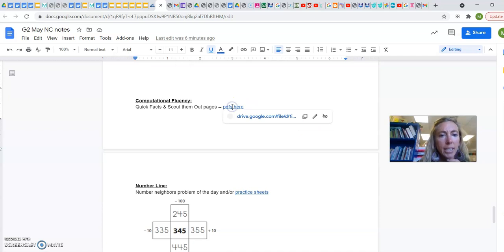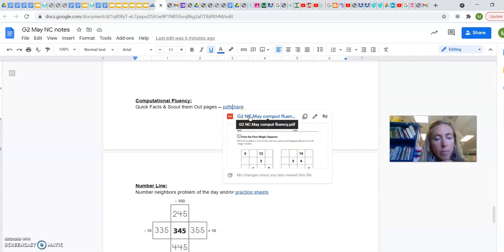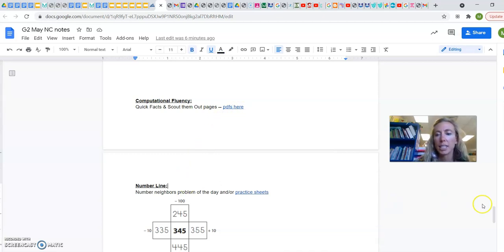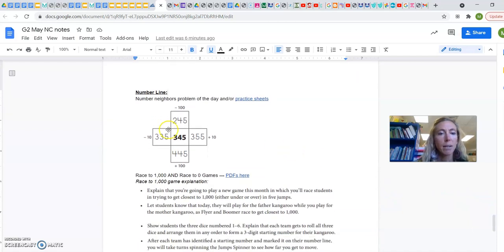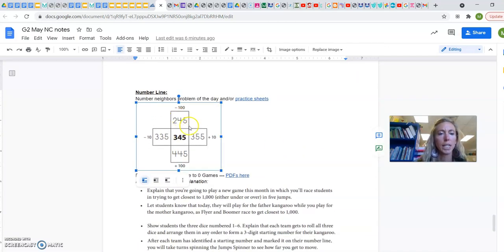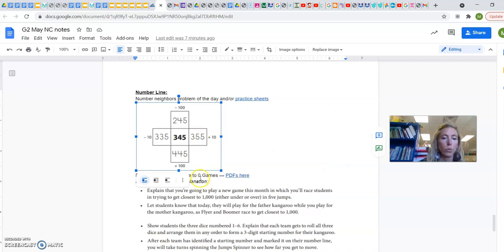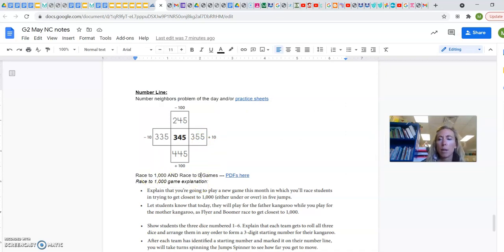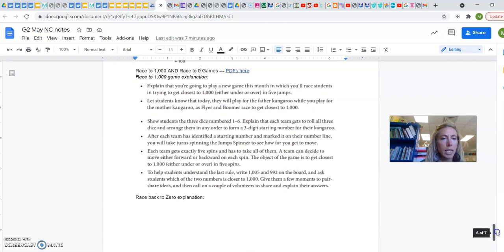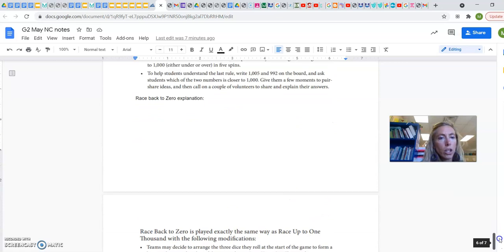Computational Fluency: quick facts and Scout 'Em Out pages. There are more of them for you, and even some magic squares if you want to use those for kids who need some extension. Then Number Line. I know you guys have your numbers of the day, where they fill in that mystery number, plus 10, minus 10, plus 1, minus 1. And this one is plus 10, plus 100, minus 100. So if you would like lots more practice on those, there are some good practice pages there, or you just give them one number a day. That's a 3-digit number.